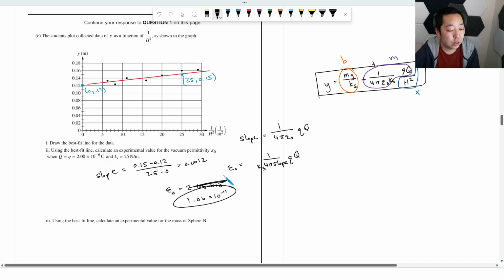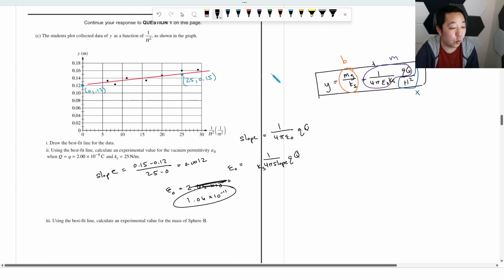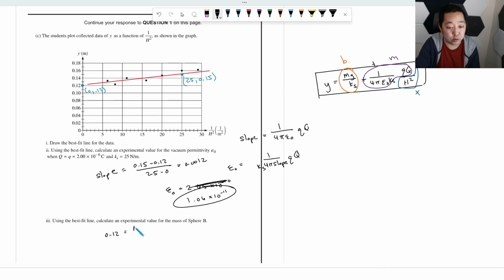Okay. What's the experimental value of the mass of the sphere? We can look at the y-intercept. So the y-intercept, we said it was about 0.12, and that's equal to mg over ks. So the m is going to be 0.12 ks over g. 0.12 times the spring constant divided by 9.8. I get about 0.306 kilograms.